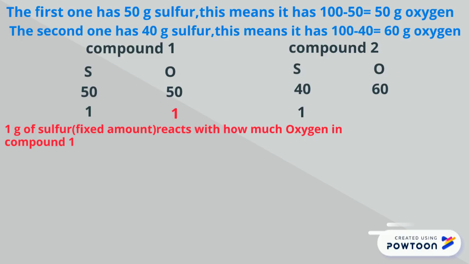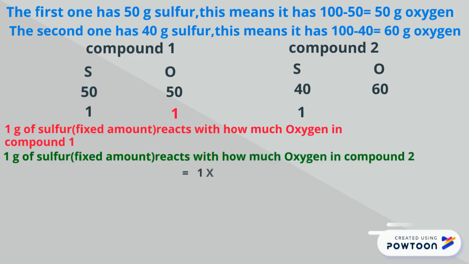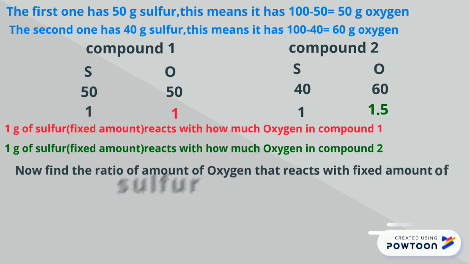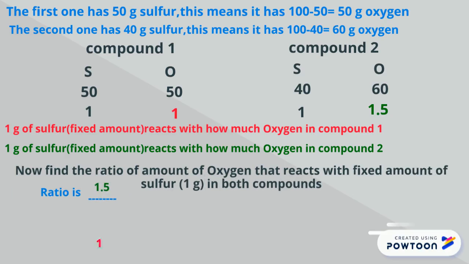So 1 gram of sulfur reacts with how much oxygen in compound 2? It equals 1 multiplied by 60 divided by 40, which equals 1.5. Now we find the ratio of the amount of oxygen that reacts with a fixed amount of sulfur, 1 gram, in both compounds. The ratio is 1.5 divided by 1, or we can change it into whole numbers by multiplying by 2, so the ratio is 3 over 2, which proves the law.